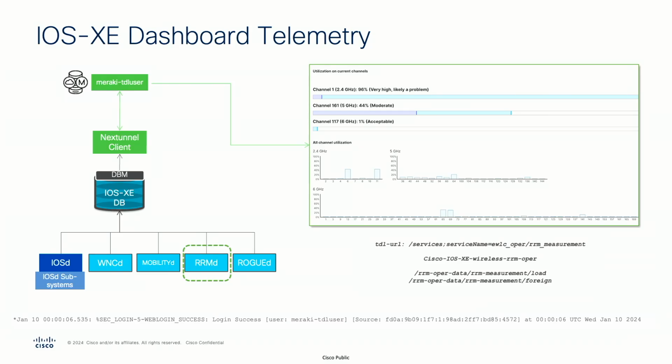So for example, you might be used to seeing service, TDL service, RM measurement. Here's an example. Every time you go look at an AP page in dashboard, and we pull up the live data of all the current channel utilization, we're actually going down to the box and querying the data directly from the box to display it live in dashboard.